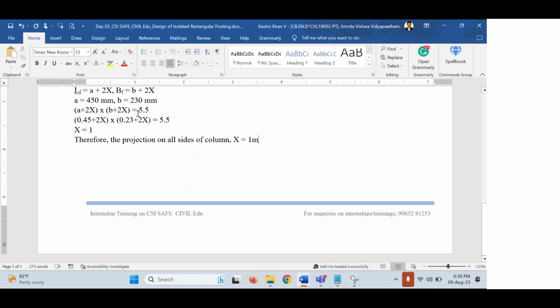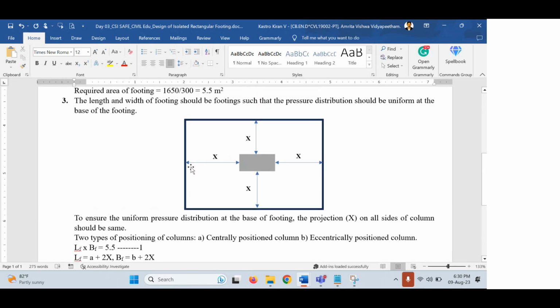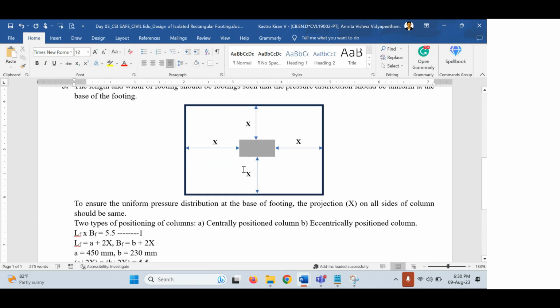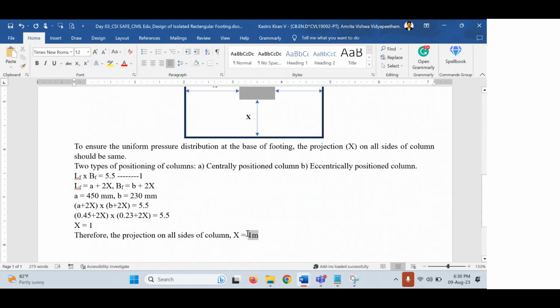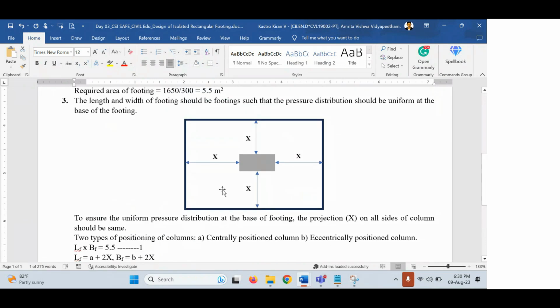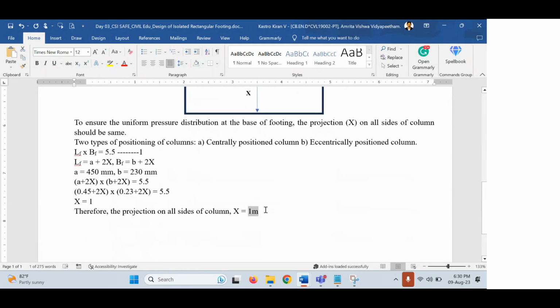This means you have to maintain 1 meter distance around the column. That should be exactly the position for a centrally positioned column instead of an eccentrically positioned column. This is how you decide the size of the footing around the column on all sides, which is 1 meter, the value of x. That's called the projection.